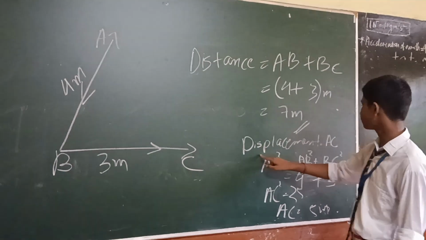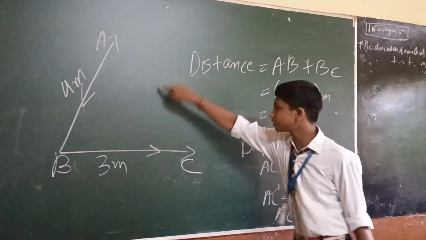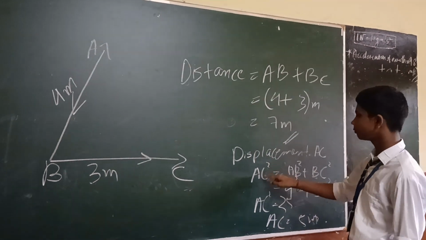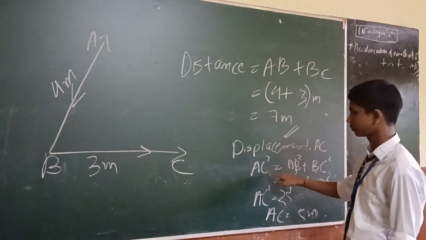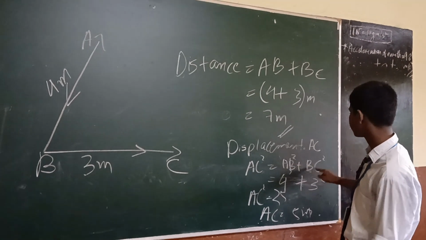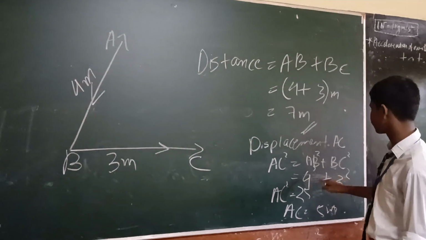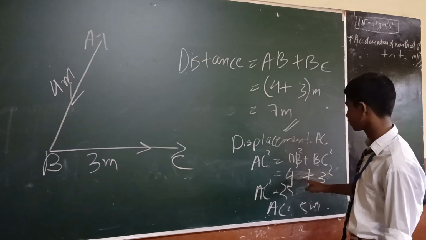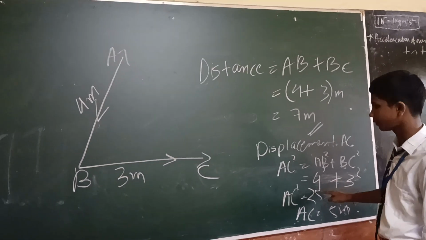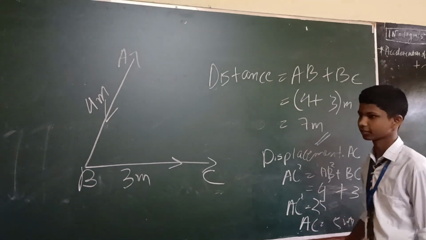And the displacement will be the length of AC. We can find it by Pythagoras theorem. AC square is equal to AB square plus BC square, that is 4 square plus 3 square. AC square is equal to 25. Therefore, AC will be 5 meters.